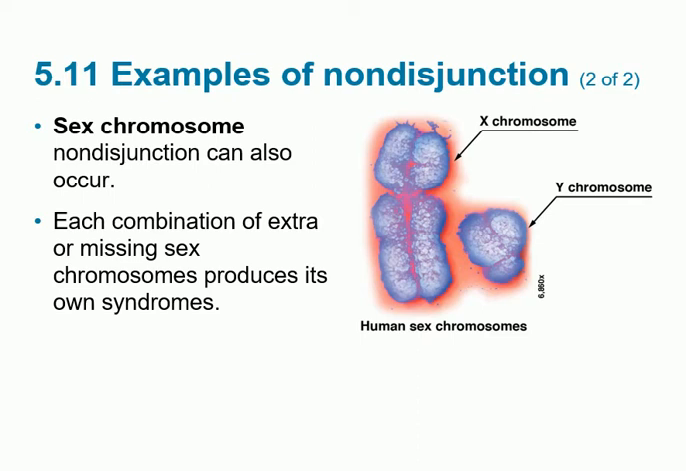Are we following? I'm talking about pair number 23 only now, okay? So here you have Y and X, and here you have X and X. This one didn't separate. So this sperm contained XY and this sperm contained nothing. Both of them are supposed to separate, but they didn't. And this one is okay, X and X.